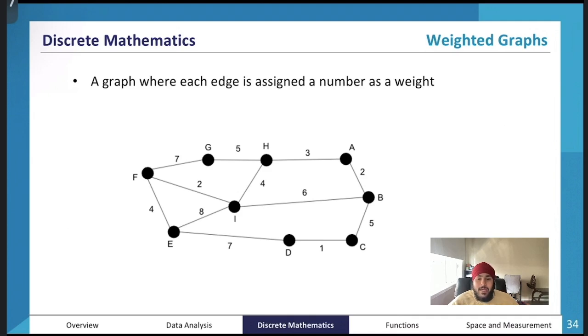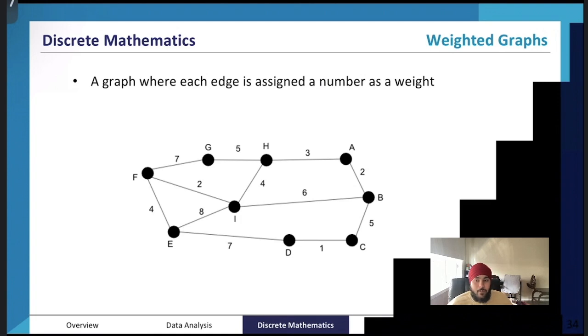So it can resemble a variety of different things. It might resemble the distance between two particular points. It might resemble the number of people that can go between two particular points. So thinking about, for example, an airport, from point F to point G, 7 people can pass per minute or something like that. It can resemble a variety of different things, but that will be specified to you in the question.